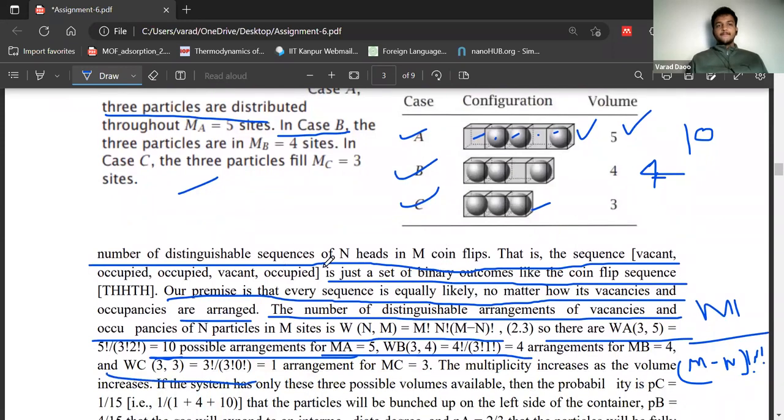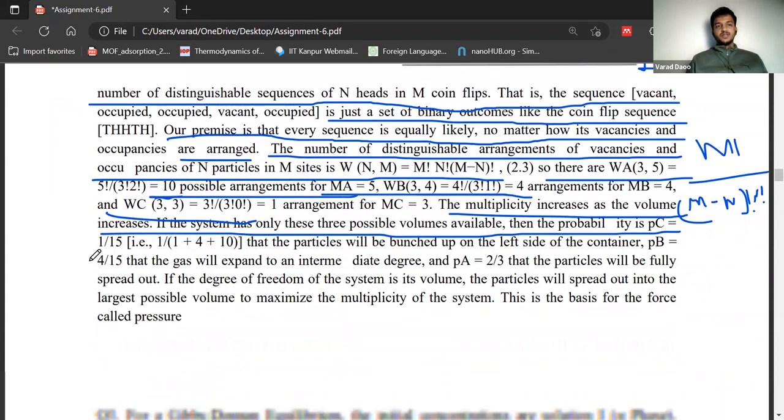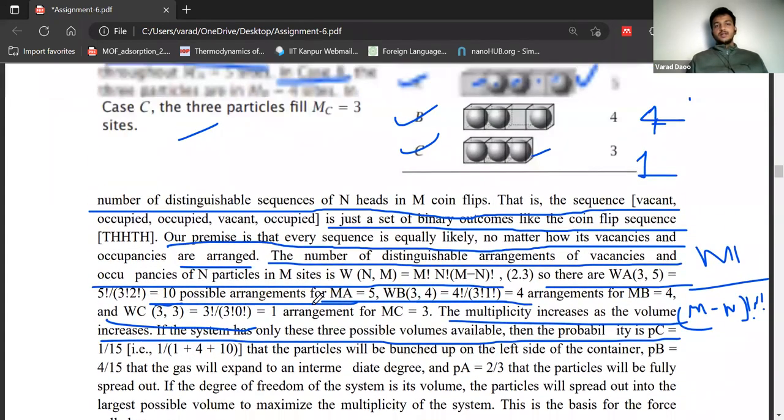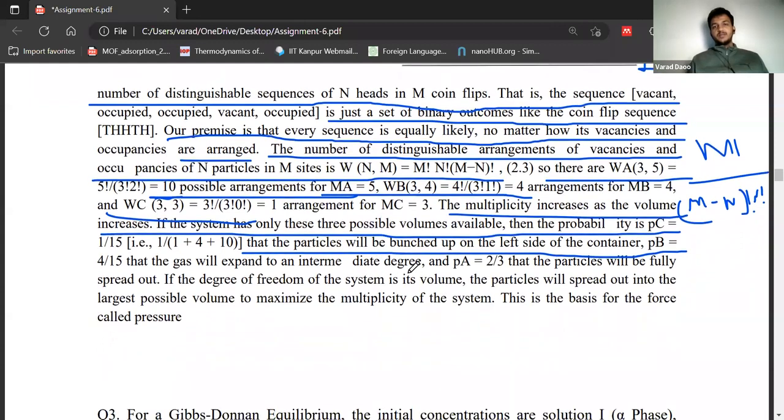Okay. The multiplicity increases as the volume increases. If the system has only 3 possible volumes available, then the probability PC is 1 by 5, right? That the particles will be bunched up on the left hand side of the container. Okay. So PB is nothing but 4 by 5, that the gas will expand to an intermediate degree, and probability of A will be 2/3, and the particles will be fully spread out.